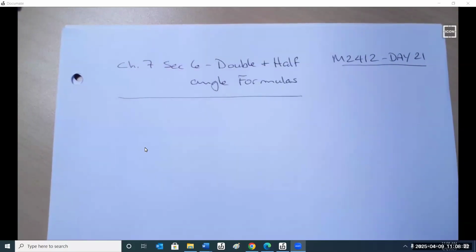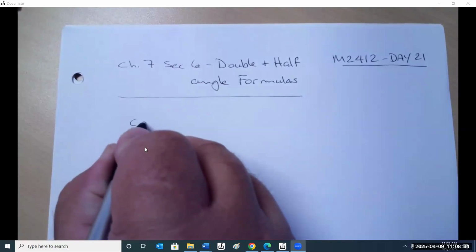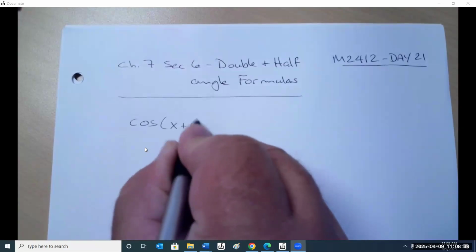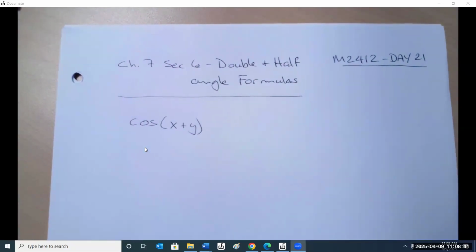Now we did the regular trig functions. Now we're going to do double and half angles. Those are continuations of what we did last time. For example, if we had cosine x plus y, what was our formula for that? Those are sum and difference rules.